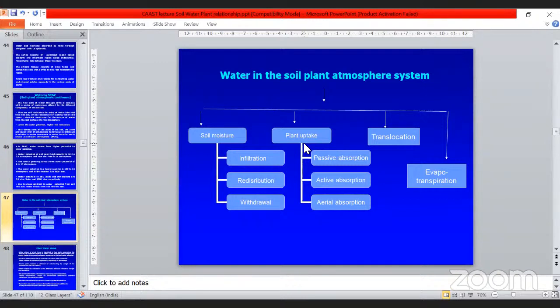Soil moisture, plant uptake, and translocation and evapotranspiration are the different aspects of water in the soil-plant-atmosphere system. The water is either utilized or used for some other purposes also. So soil moisture is the different.